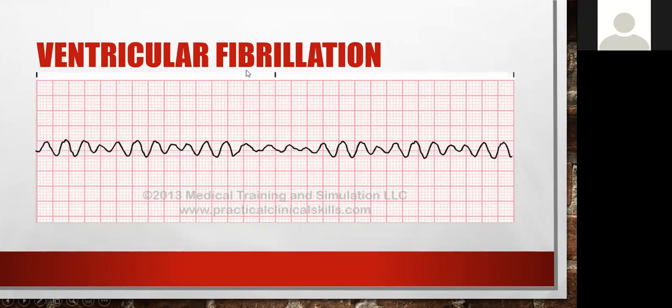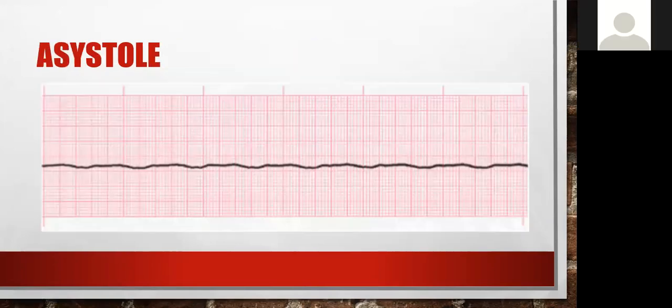V-fib is definitely a deadly rhythm. If you see this, you must defibrillate the patient or shock the patient. Now you have the ventricles just kind of twitching, right? They're just kind of twitching, the ventricles. Not enough to sustain a nice pump of blood through the body. V-fib is another one of your deadly rhythms, as well as asystole.